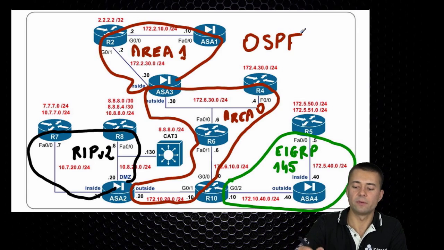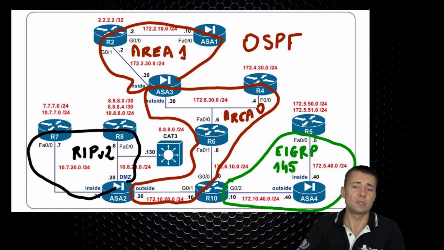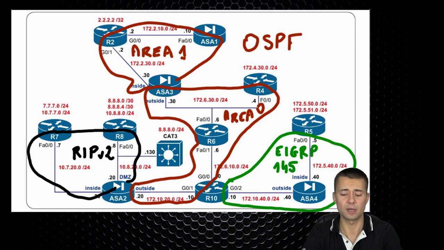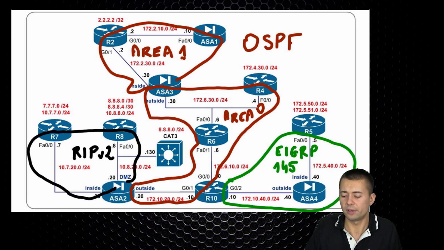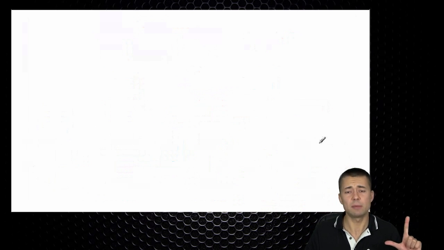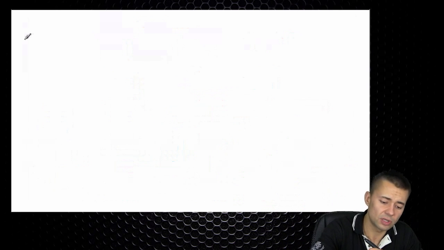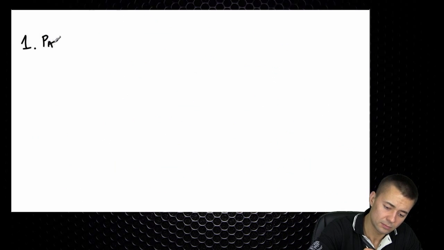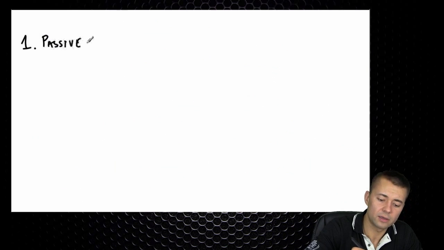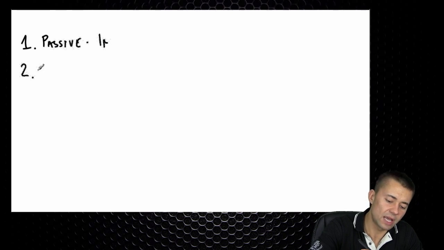And we will start our discussion with the simplest of those routing protocols, which is going to be RIP version 2. So we will take a look at routers 7, 8, and ASA 2 specifically. And I want to show you the two methods that we will be able to use over here. This is going to be passive interface, and the second method is known as a distribute list.